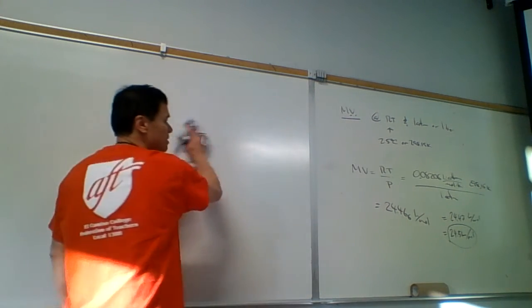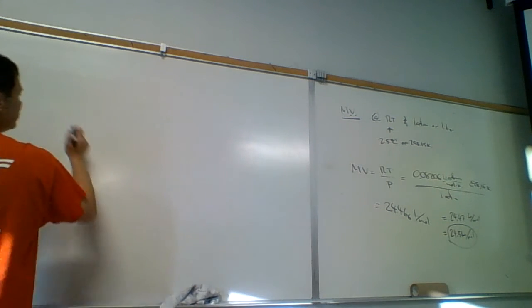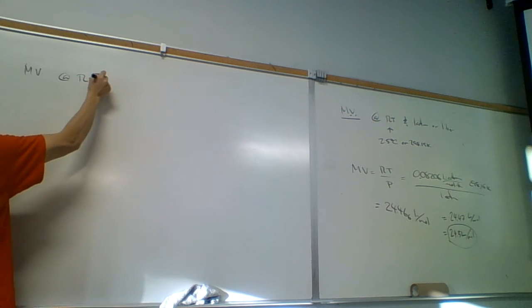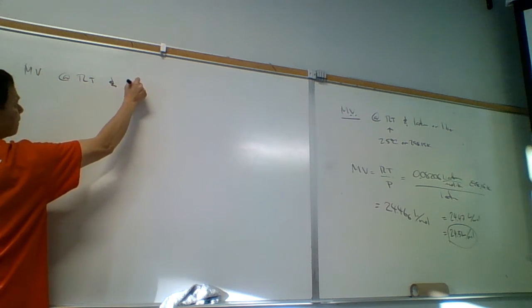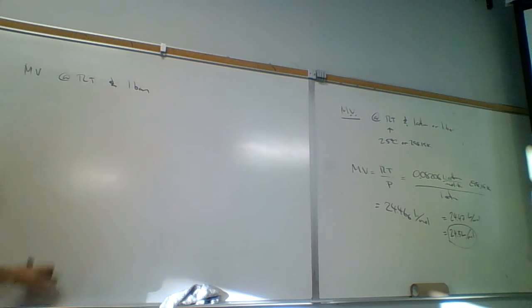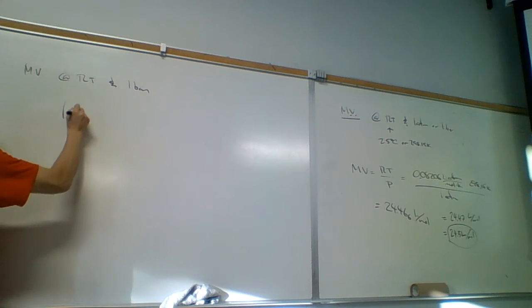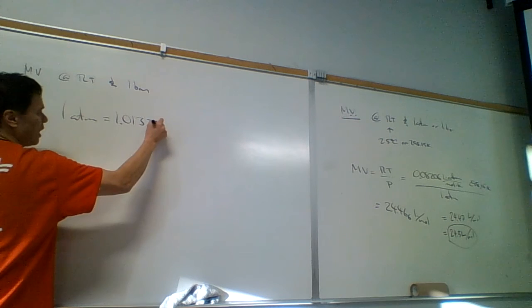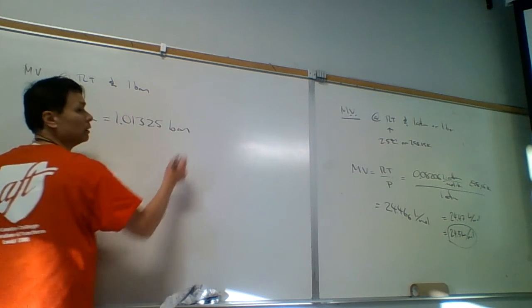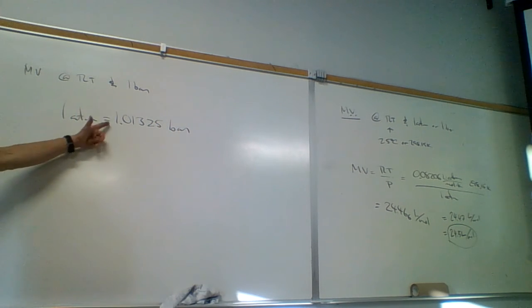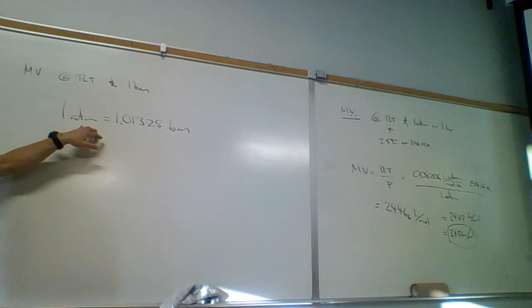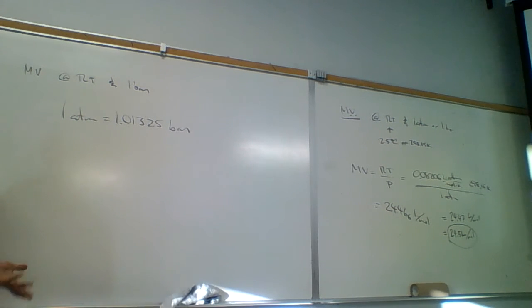Okay, but that's in atmospheres. What is the molar volume of a gas at room temperature and 1 bar? We need to know the difference between an atmosphere and a bar. Well, 1 atmosphere is equivalent to 1.01325 bar. So an atmosphere and a bar are almost the same. It's about 1% difference. And so if we're at 1 bar pressure, that's almost one atmosphere of pressure.